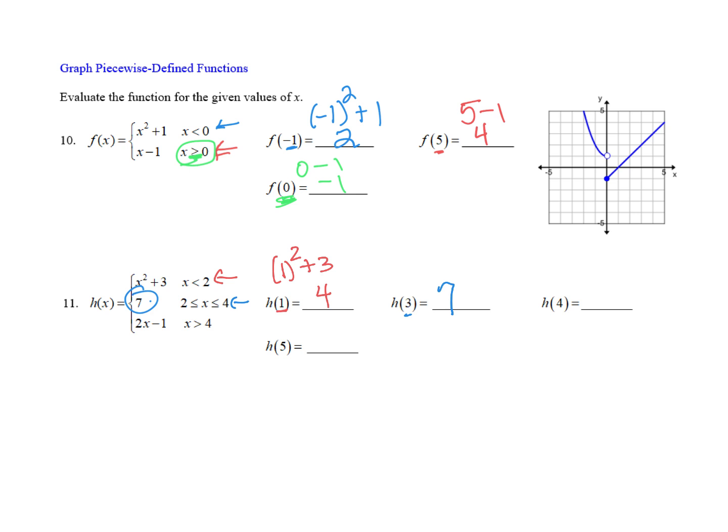And what about h of 4? Well, where is the equal to in this problem? Well, the equal to is right here in the middle. So this one also equals 7. Lastly, h of 5. Well, 5 is greater than 4, so we're on this bottom one. So we're going to do 2 times 5 minus 1. That's 10 minus 1, which is 9.